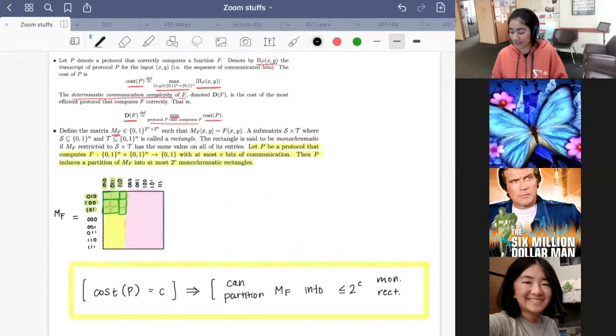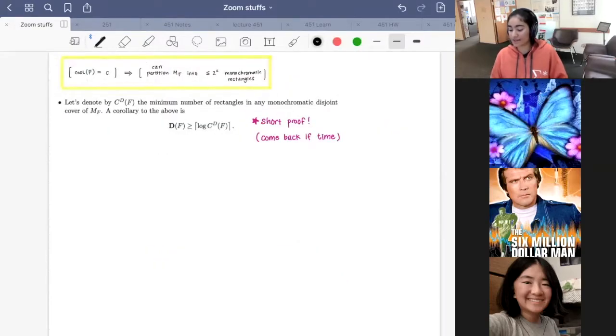Cool, so let's get going. I just copied this down from the last slide, and let's denote CDF. That's going to be the minimum number of rectangles that you need to create a monochromatic partition of the matrix MF. So a corollary to this thing highlighted in yellow is that the deterministic complexity of some function f has to be greater than or equal to the ceiling of the log of the minimum number of rectangles that you could partition it into.